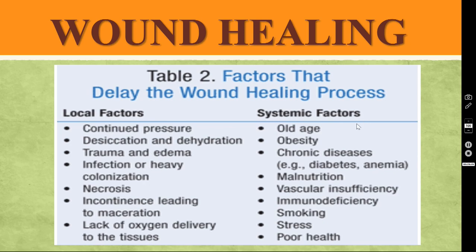The systemic factors are old age, extremes of age, and especially old age, obese patients, those who are having chronic diseases like diabetes and anemia, those who are malnourished, those who are having vascular insufficiency, immunodeficiency, those who are heavy smokers, those who are under stress, those who are having poor health. All these are systemic factors that can affect wound healing.